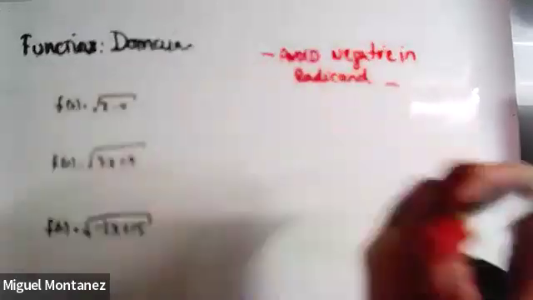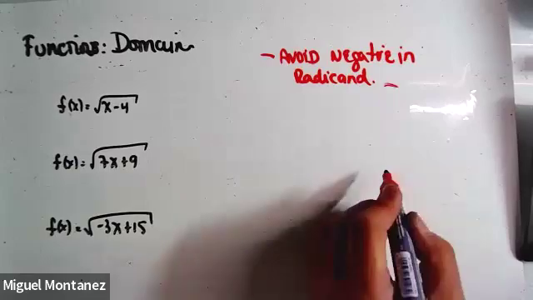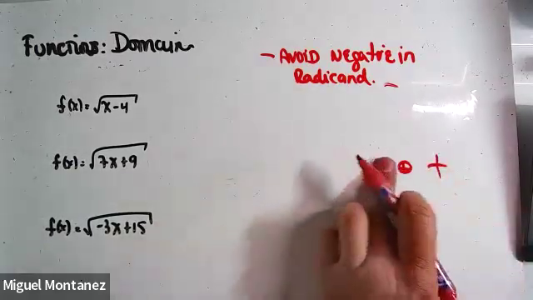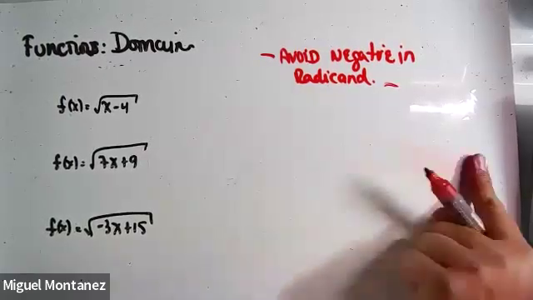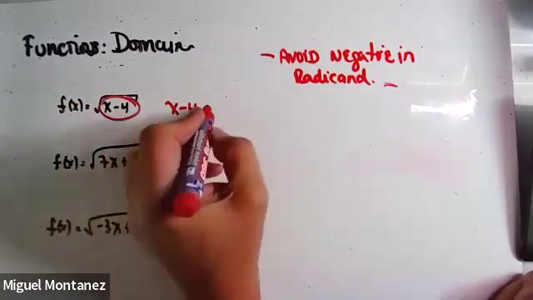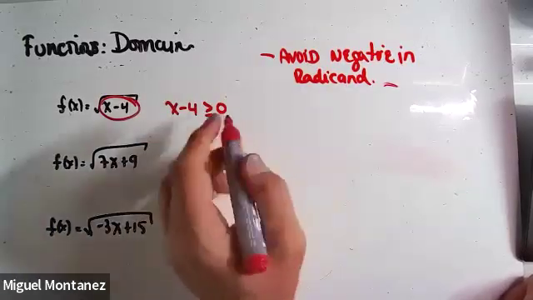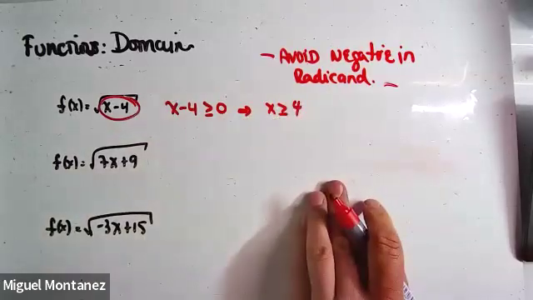This will be your rule if I have the square root. Of course, numbers can be either negative, 0, or positive. If it cannot be negative, that means the numbers have to be either positive or 0. In other words, my radicand x minus 4 must be greater than or equal to 0. Therefore, x must be greater than or equal to 4.